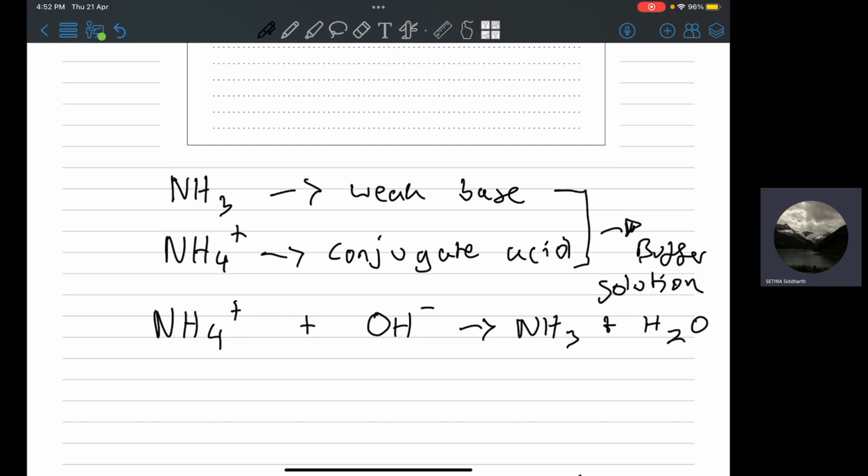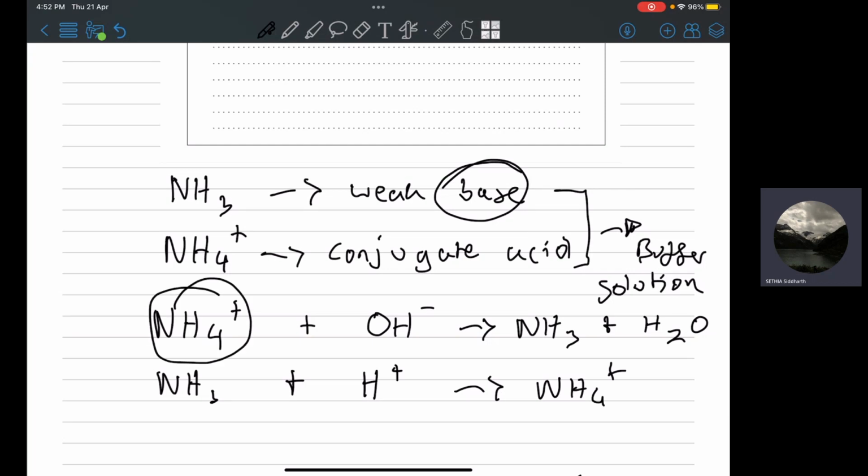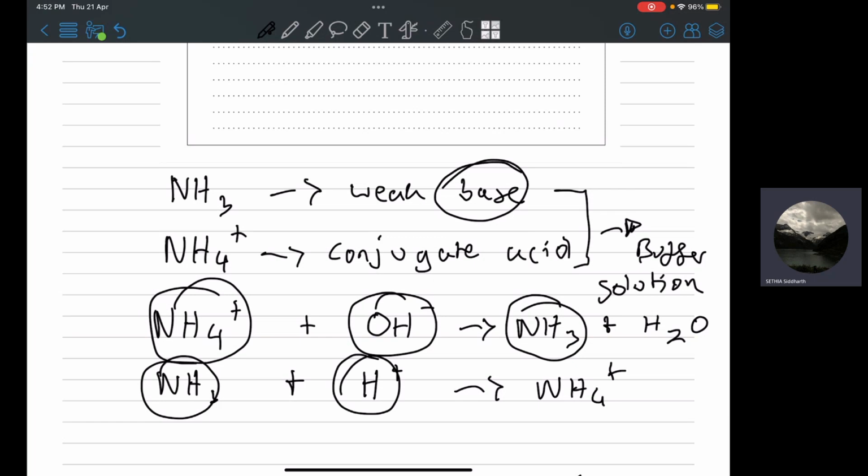Now imagine if I add some acid. Now this acid will react with the base. So we have NH3. It's going to react with some acid to form NH4 plus. And again, you can see the cycle. When the NH4 plus is used up, you form the weak base. And when the weak base is being used up, you form the conjugate acid.